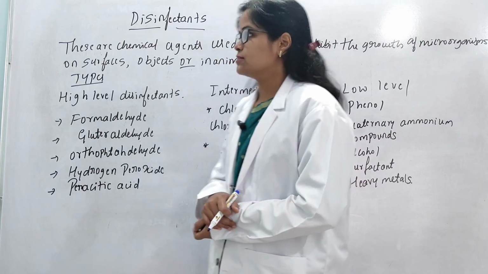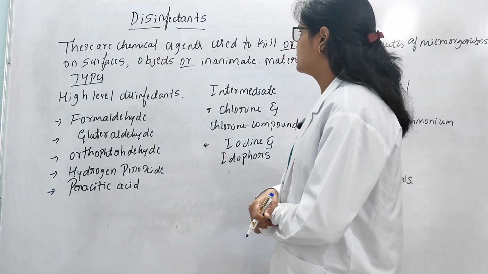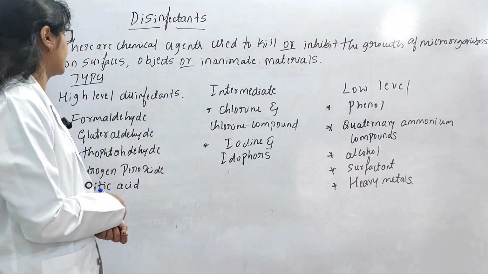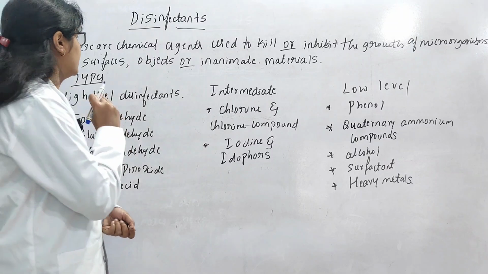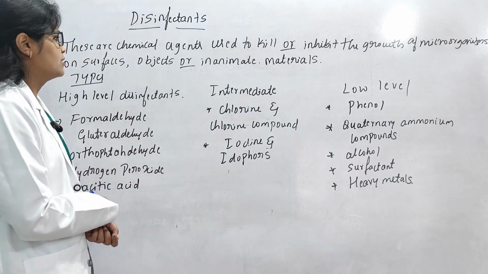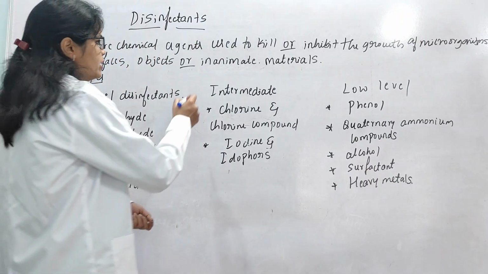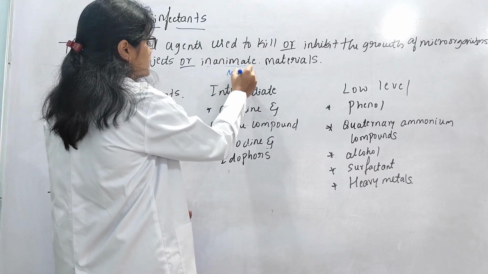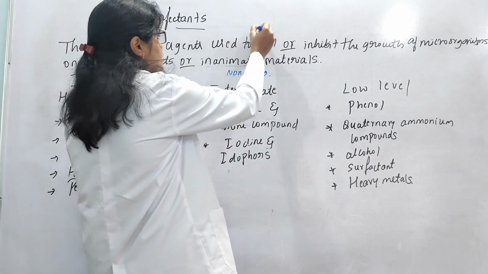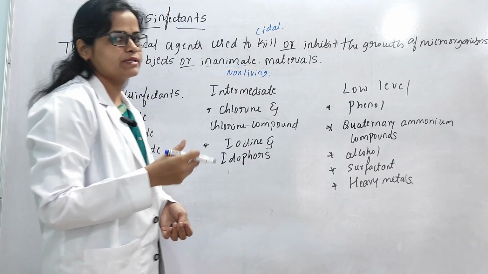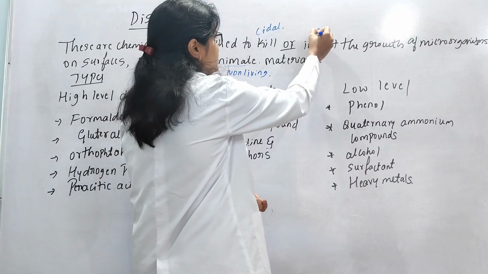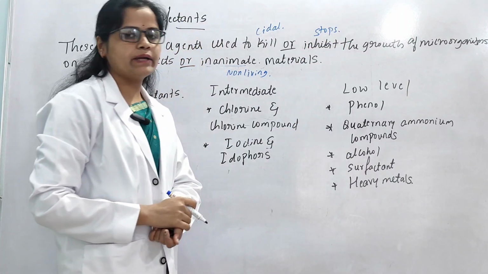Next we'll talk about disinfectants. Disinfectants are the chemical agents used to kill or inhibit the growth of microorganisms on surfaces and objects, which are inanimate, non-living materials. Used to kill means they have cidal activity, bactericidal, or bacteriostatic. Bactericidal means complete killing of the microorganisms on the surfaces. Inhibit means stops, so they stop the growth of the microorganisms on the surface.